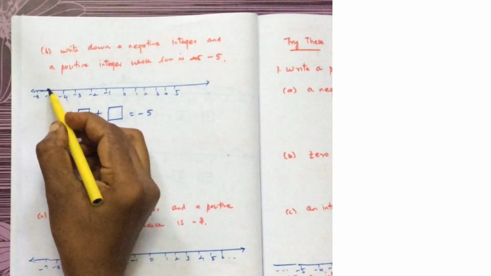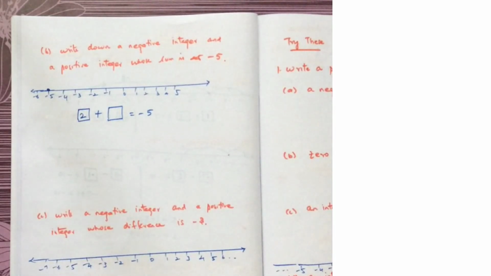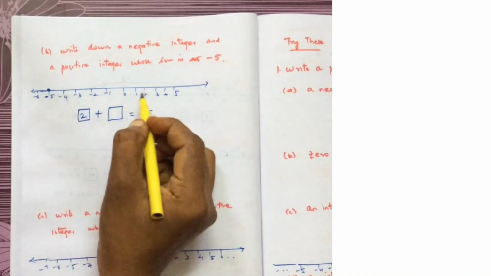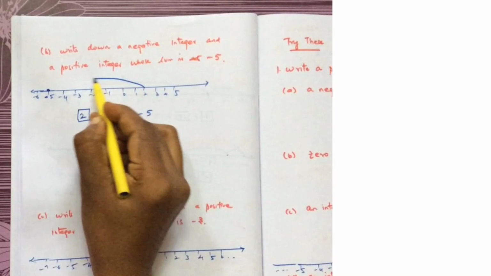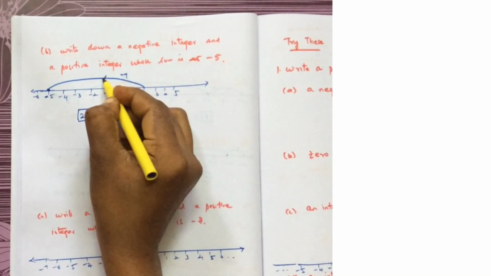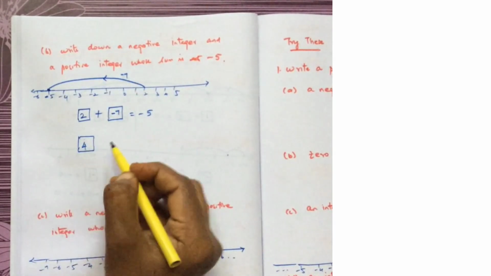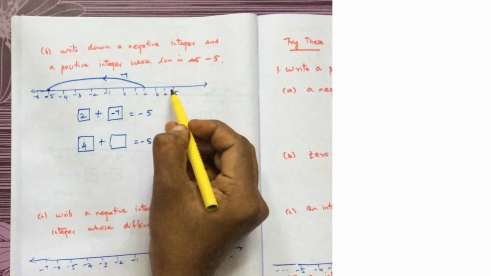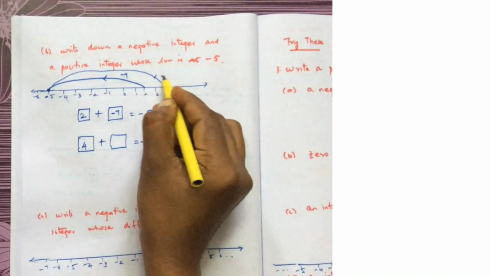Let me start with the positive number 2. From 2 I have to reach minus 5 here. So from 2, 1, 2, 3, 4, 5, 6, 7. From 2 to reach it is 7 steps. So it is minus 7, I am moving to the left side. Another example, let me start with 4. Where 4 is here. From 4 to minus 5, it is minus 9.